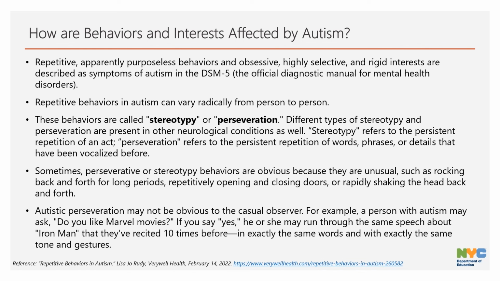Autistic perseveration may not be obvious to the casual observer. For example, a person with autism may ask, "Do you like Marvel movies?" If you say yes, he or she may run through the same speech about Iron Man that they've recited 10 times before, in exactly the same words and with exactly the same tone and gestures.